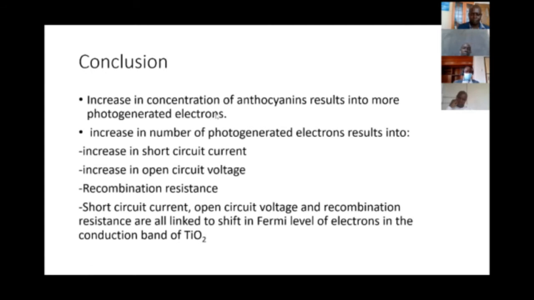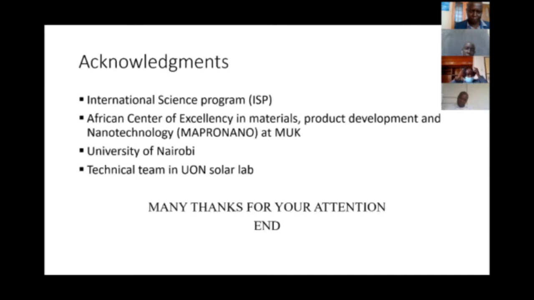In conclusion, increase in concentration of anthocyanins results in more photogenerated electrons. That increase in the number of photogenerated electrons results in increase in short circuit current, increase in open circuit voltage, and then increase in recombination resistance. Short circuit current, open circuit voltage, and recombination resistance are all linked to shift in the Fermi level of electrons in the conduction band of TiO2.